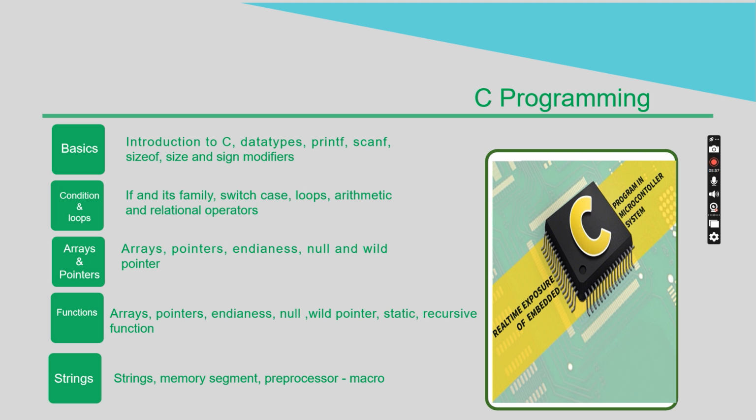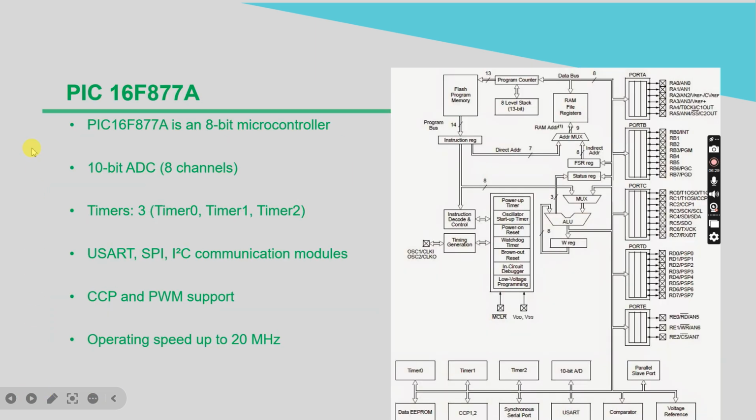Not only this, after the memory segment, we went through the preprocessors. Preprocessor is nothing but how to write the header files for specific use, how to define the preprocessor, and how to define the header files. All these things we have learned in the C module. After the C module, we jumped into embedded programming. In embedded programming, we started with the introduction to microcontroller.